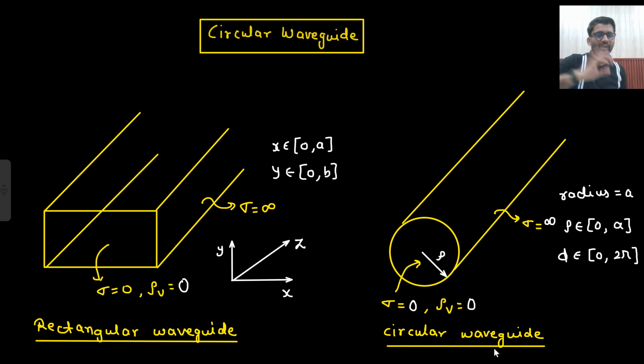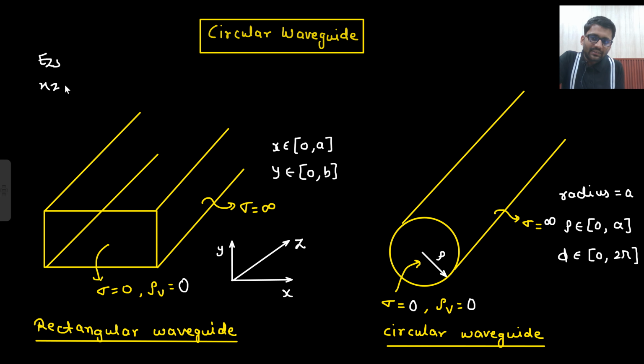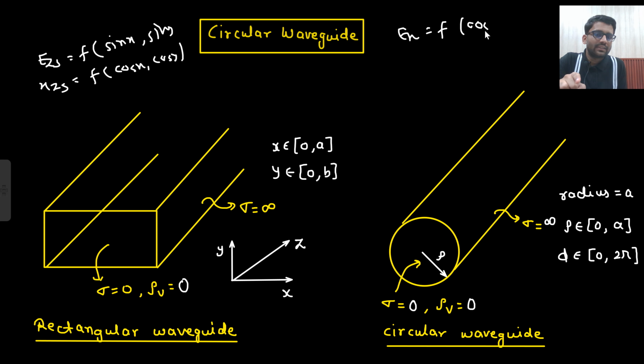Now to understand circular waveguide, you need to understand Bessel's function. In the rectangular case there was no other function introduced. Here EZS and HZS were simply functions of cos x and sin y: EZ was a function of sin x sin y, and HZ was a function of cos x cos y. Similarly, EX was a function of cos x sin y. The cos and sin functions you already know, but here your EZ will be a function of the Bessel function, denoted by Jn.